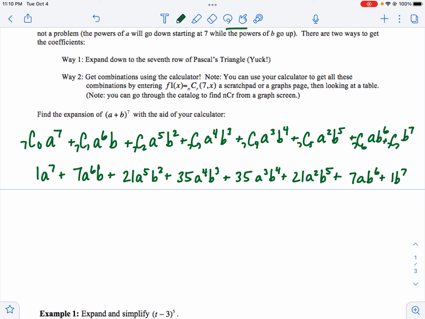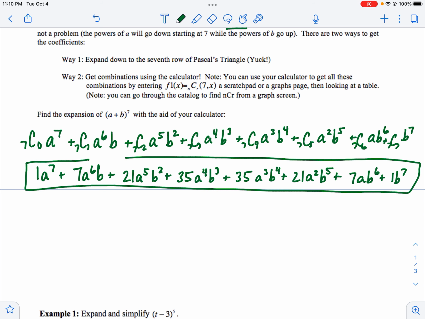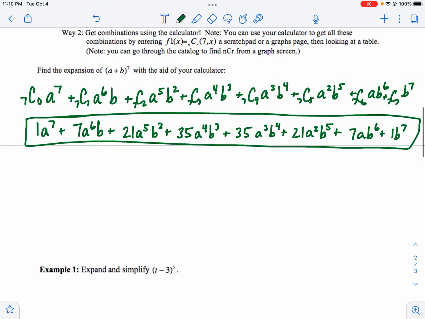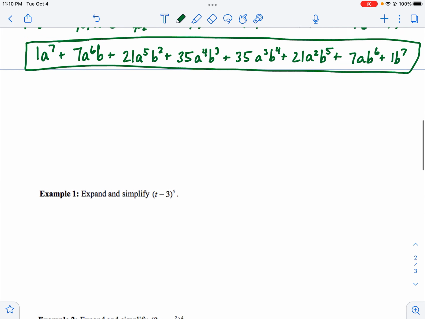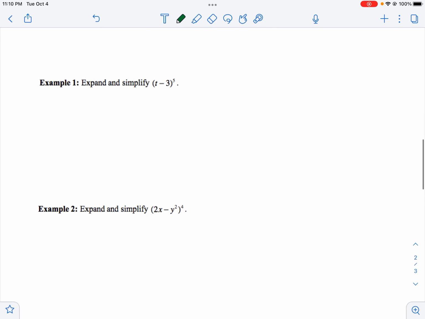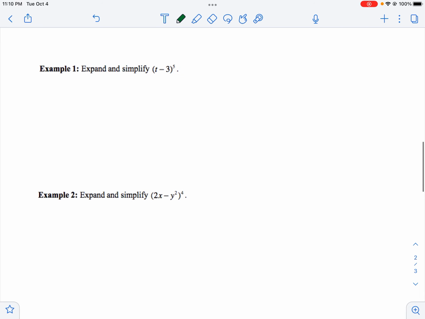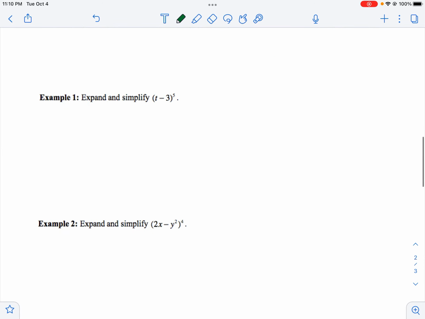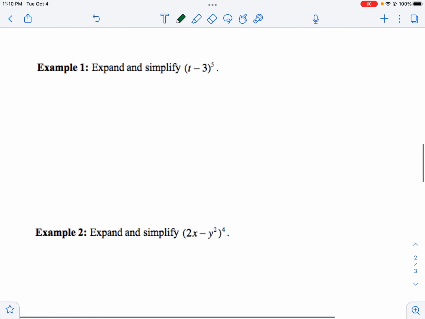And there they are. So there I just expanded out a plus b to the seventh without ever having to actually multiply it out. So see, look at that. That's exciting. I mean, haven't you always wanted to be able to expand a plus b to the seventh that quickly? It's amazing. All right, let's take a look at a couple more examples here where it just gets a little more interesting because instead of just A's and B's, what if we used other letters and numbers?